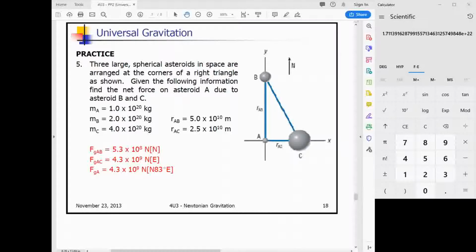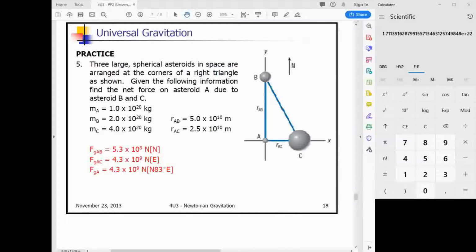Object A is the smallest one. It is 1 times 10 to the 20 kilograms. Object B is double that size, and object C is double the size of B, and 4 times the size of A. The distance between them is listed as well. We need to find the net force on asteroid A due to asteroids B and C.